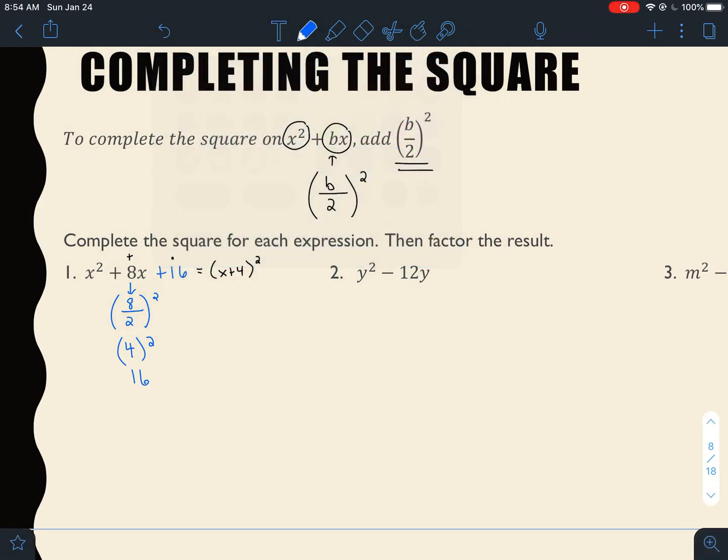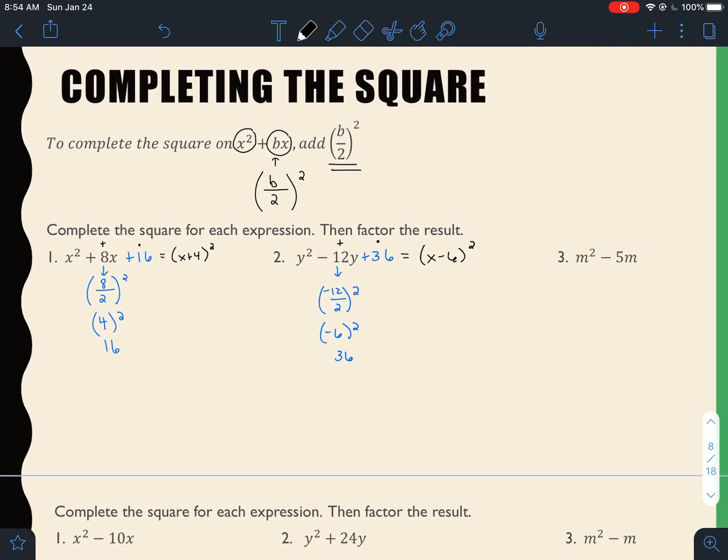On the next one, y squared minus 12y, take the b term, which is negative 12, divide it by 2, and then square that answer. Negative 12 divided by 2 is negative 6, and negative 6 squared is positive 36. So I'm going to add 36 to complete the square. When I factor it, what multiplies to positive 36 and adds to negative 12 are negative 6 and negative 6. So that would be y minus 6 times y minus 6, which is y minus 6 squared.